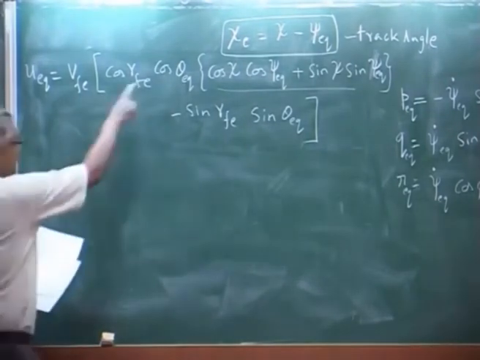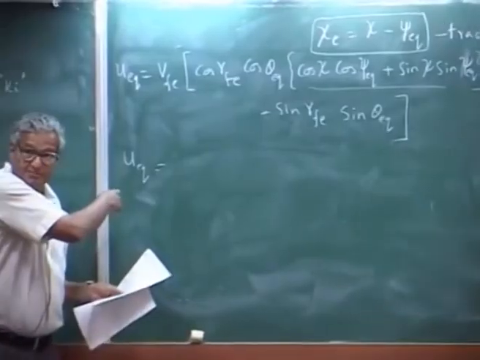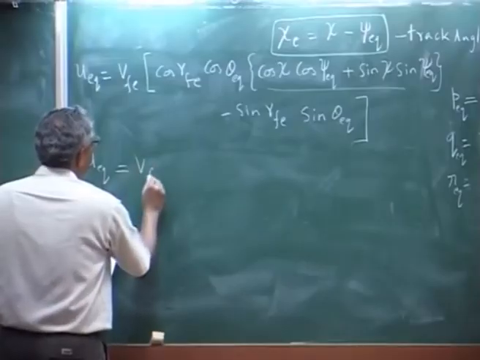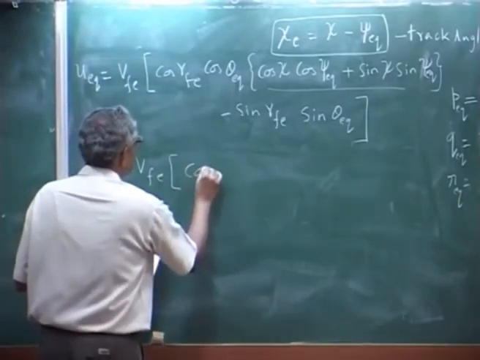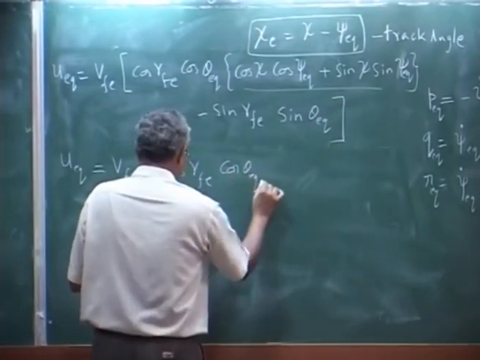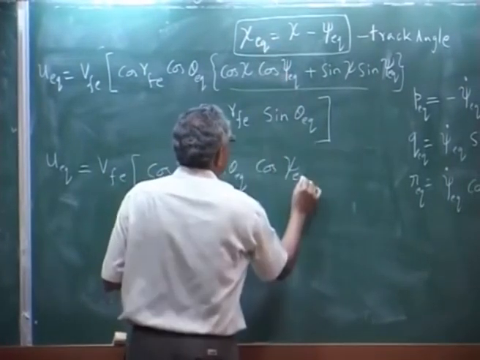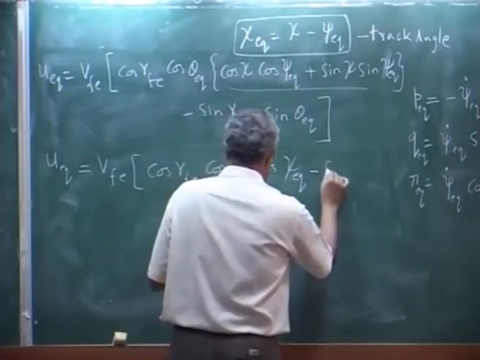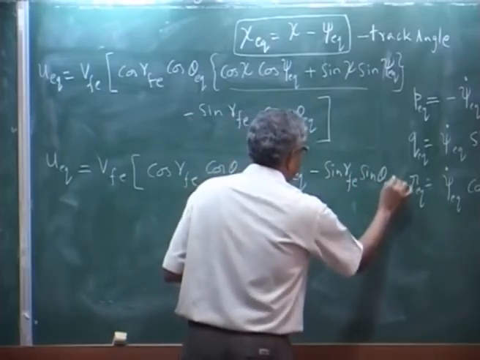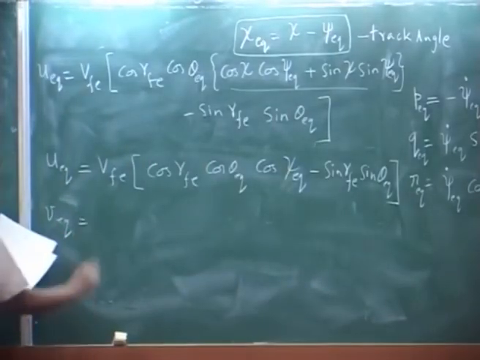Now, if I write my U equilibrium in the body axis system, I will have it in this form: VFE cosine gamma FE cosine theta equilibrium cosine chi minus psi, if you want equilibrium you can put equilibrium, minus sin gamma FE sin theta equilibrium. In a similar fashion you can write VE.